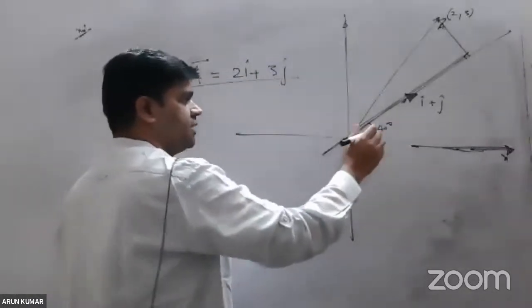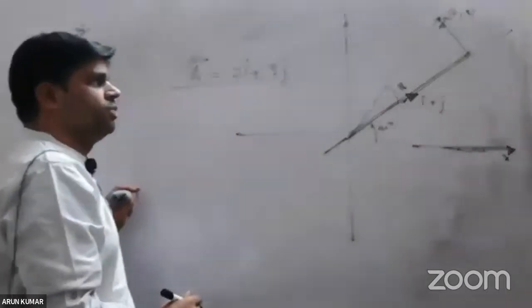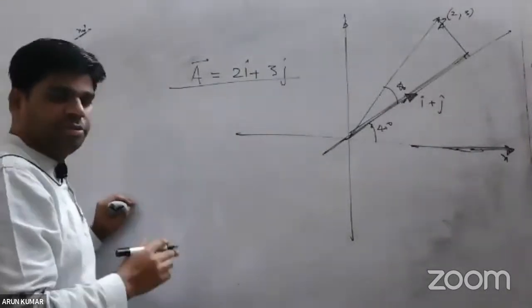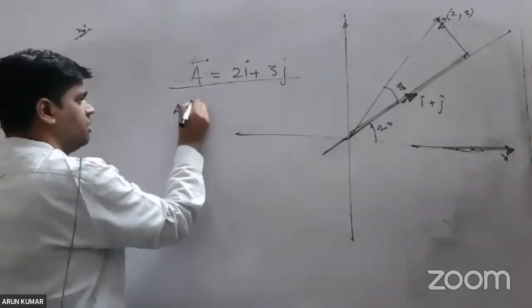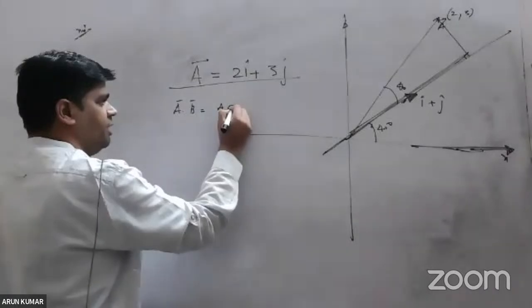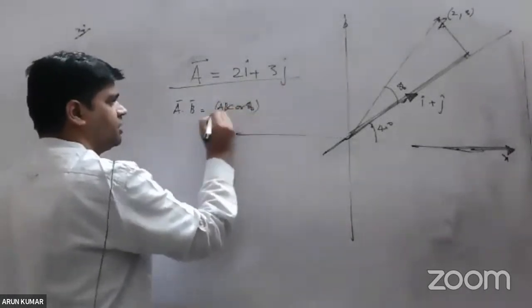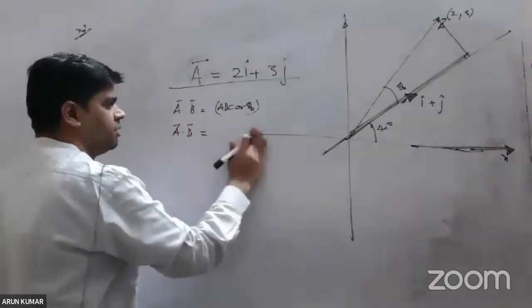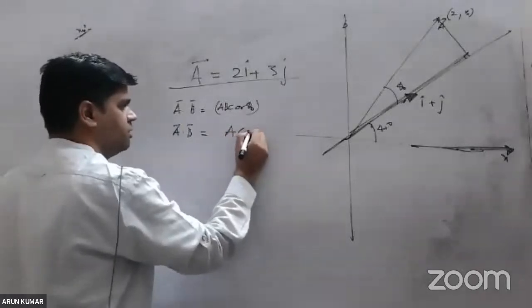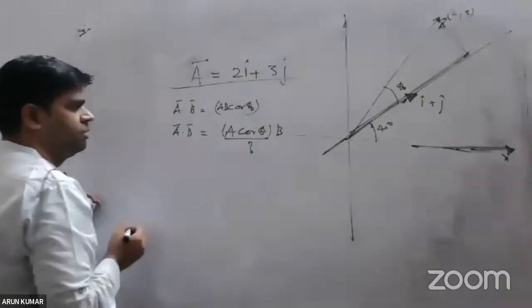I have to find the cos of this angle. That angle also I don't know, so I cannot go by geometry. I'll go by the algebraic method. I want a dot b, which is equal to ab cos theta. So a dot b required is a cos theta into b. Required is this.